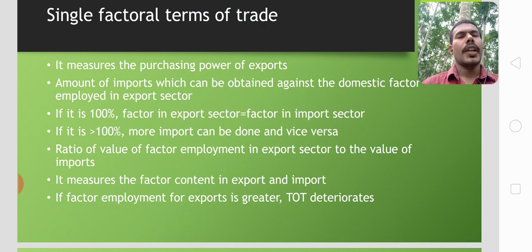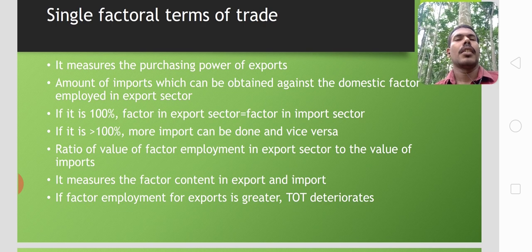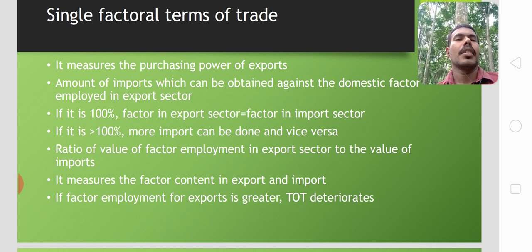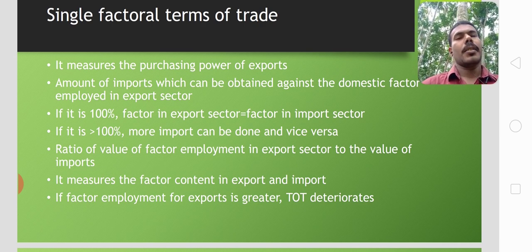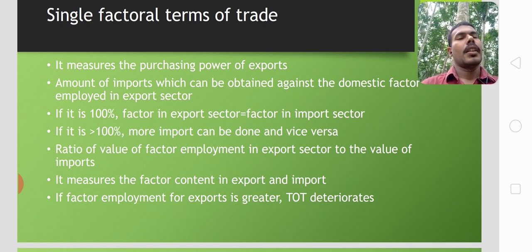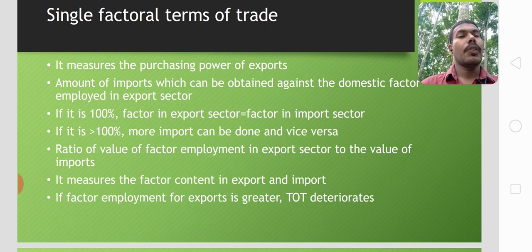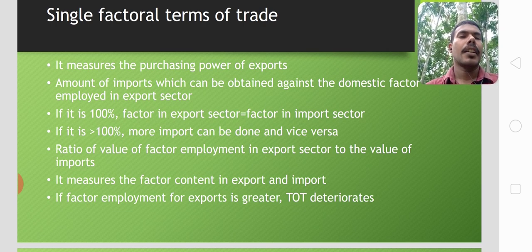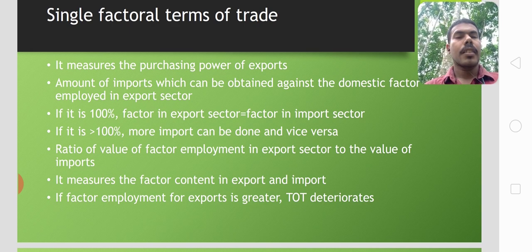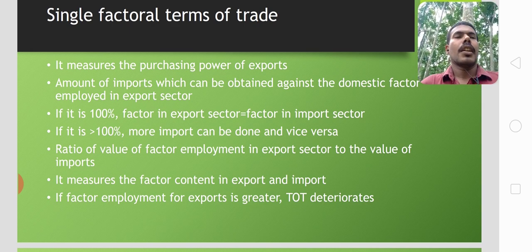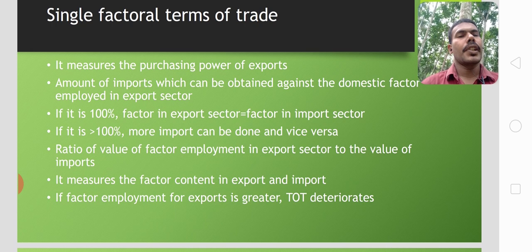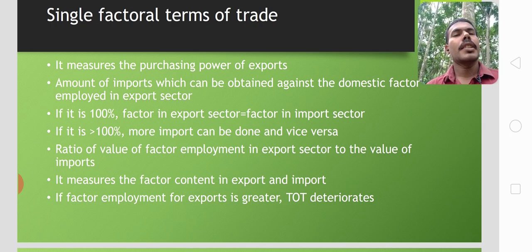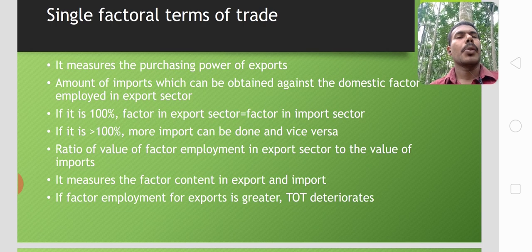Here the factors are not measured numerically; they are measured using the total value of factors employed in the export sector, in terms of currency value. For example, the value of wage and interest in terms of currency. That means if it is more than 100%, more import can be done. If it is less than 100%, less import can be done with the factors employed in the export sector.